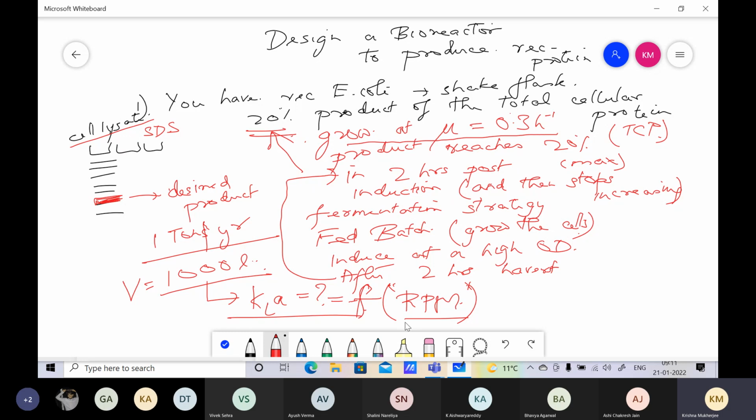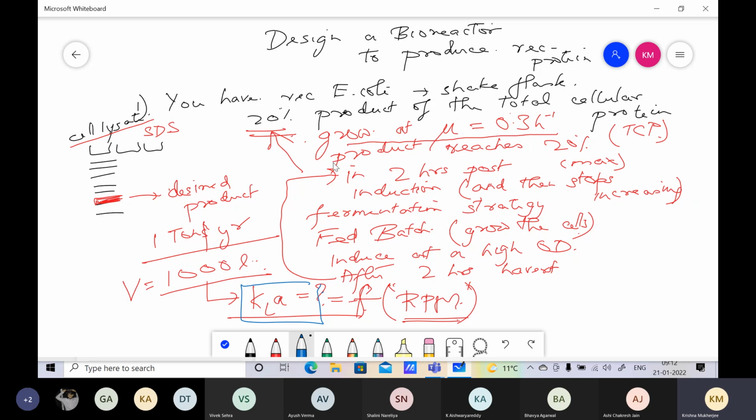So really the question is that KLa is really a function of RPM. So when somebody asks you what is the RPM, what is the size of impellers, what is the number of impellers, Rushton stirrer, etc., really what the person is asking you is what is the KLa? And your KLa is to be determined from this kind of design. Now, how do you answer this question?